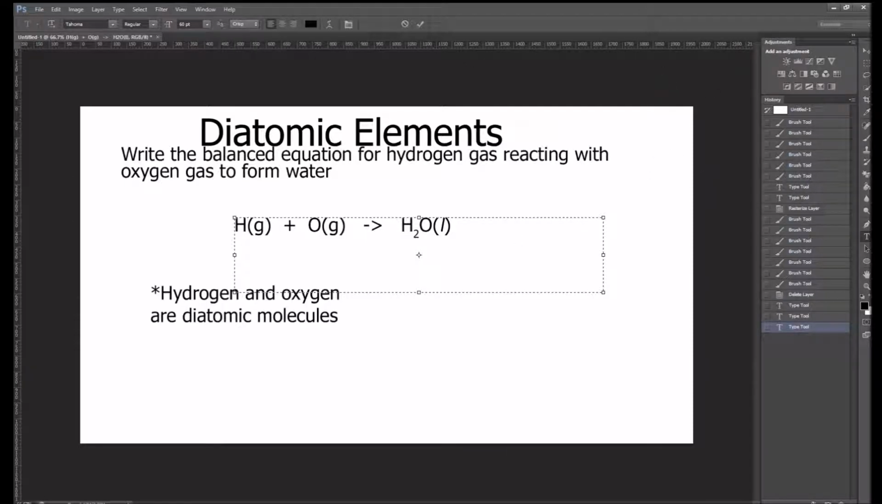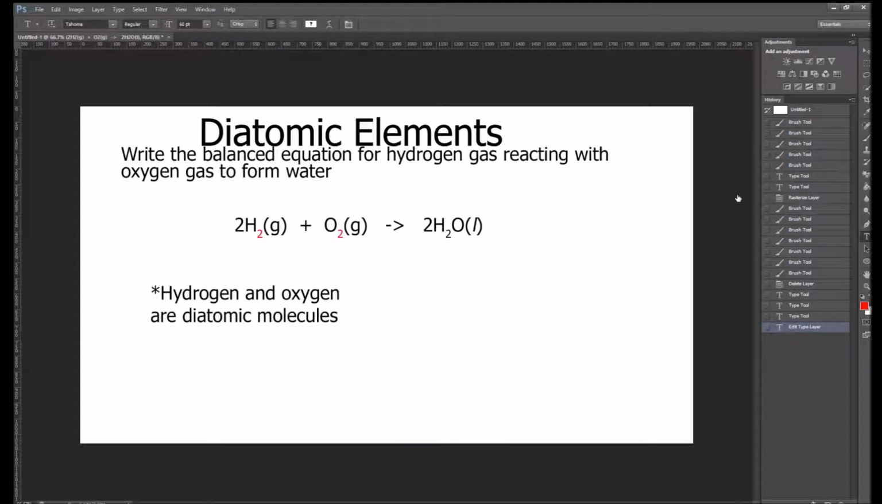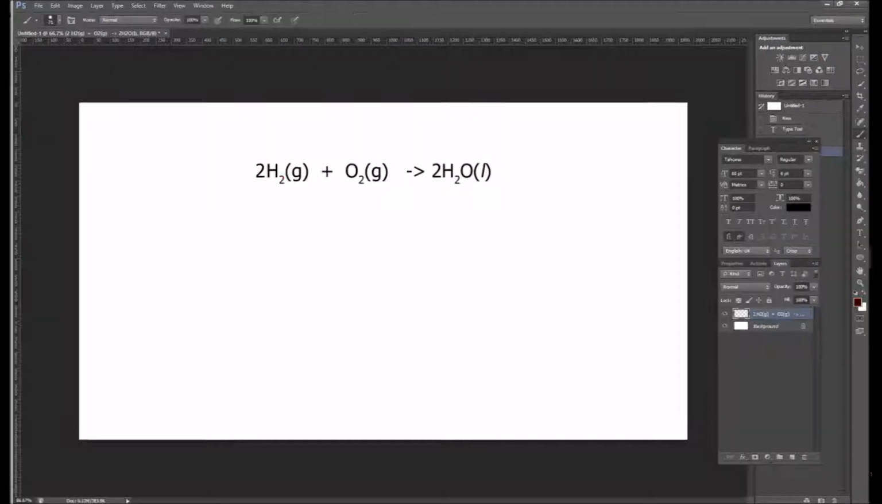Now, well, what subscripts do you write? Notice how hydrogen and oxygen are both diatomic molecules, so you'd write a 2 subscript. Now all that's left is to balance the chemical equation. 2H2 plus O2 equals 2H2O, and now everybody's happy.